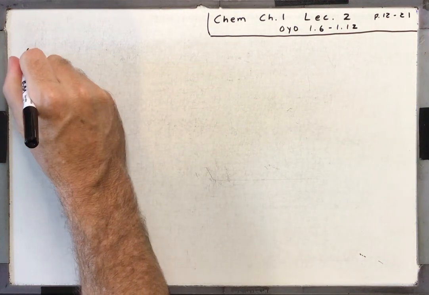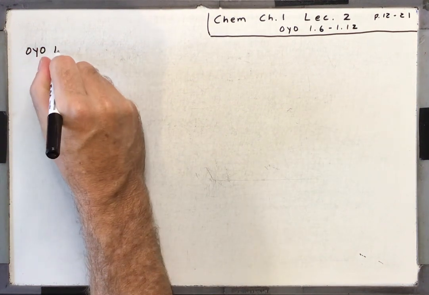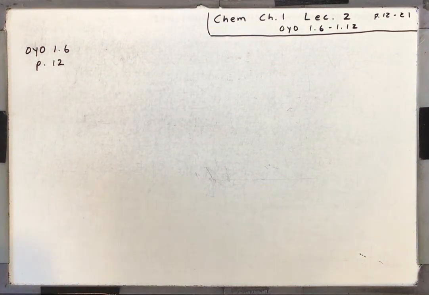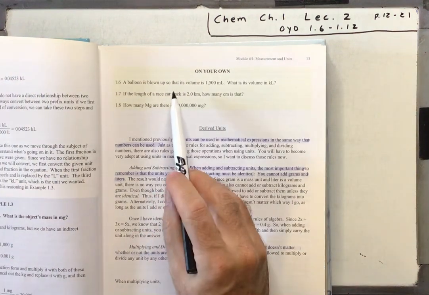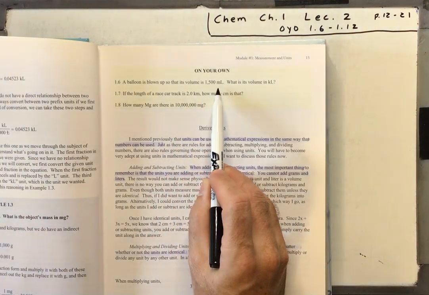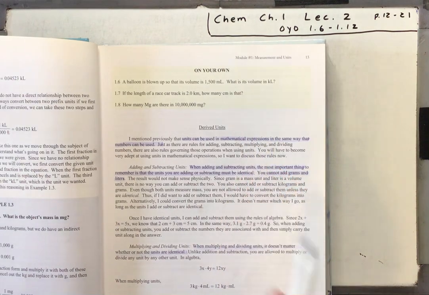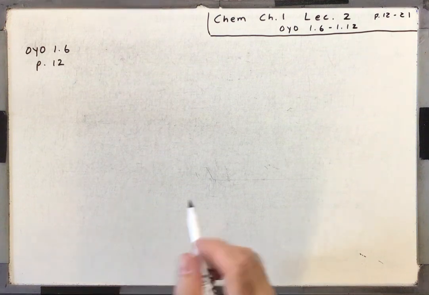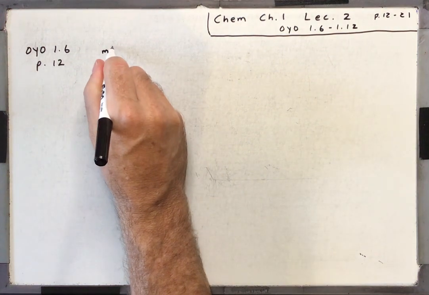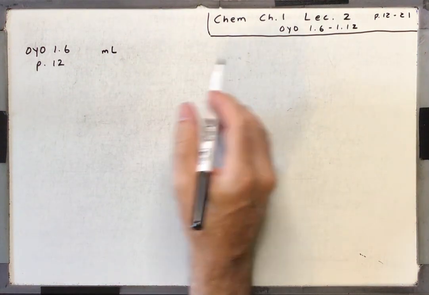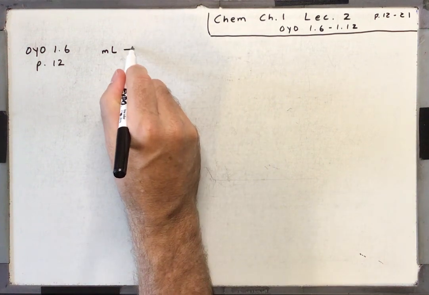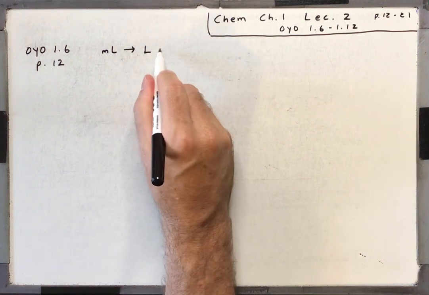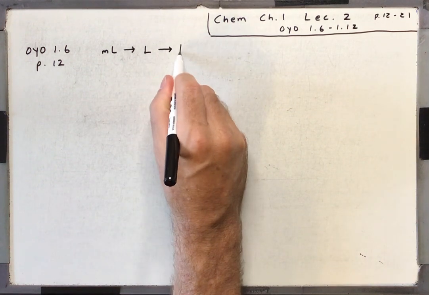So let's take a look at On Your Own 1.6 on page 12. So that one says a balloon is blown up so that its volume is 1,500 milliliters. What's its volume in kiloliters? Okay, so we're starting with a really small unit in milliliters. We want to go to kiloliters, but we're going to have to convert to the base unit first for volume, so that would be liters. We don't have an easy way to go straight from milliliters to kiloliters.